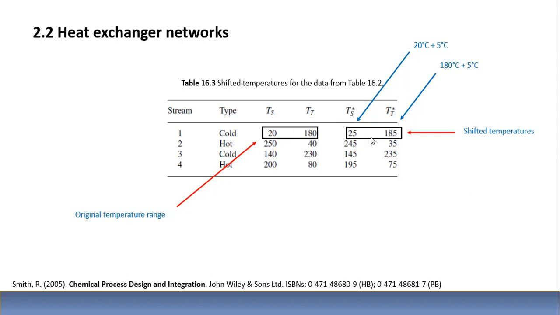So that is the procedure for cold streams. For hot streams, it is the opposite: 250 minus delta T minimum divided by 2 makes 245 for the supply, and the same for the target temperature, which will be 35. So you repeat that for the hot streams, where you subtract delta T minimum divided by 2 from the supply and target temperatures, and on the cold streams you add delta T minimum divided by 2, on both the supply and target temperatures.